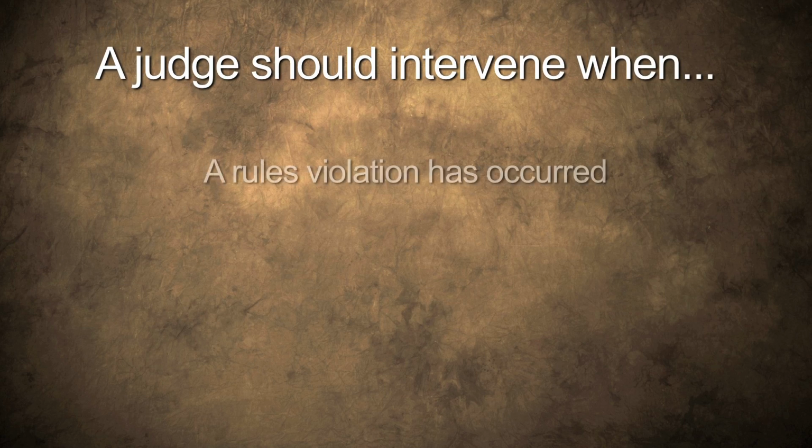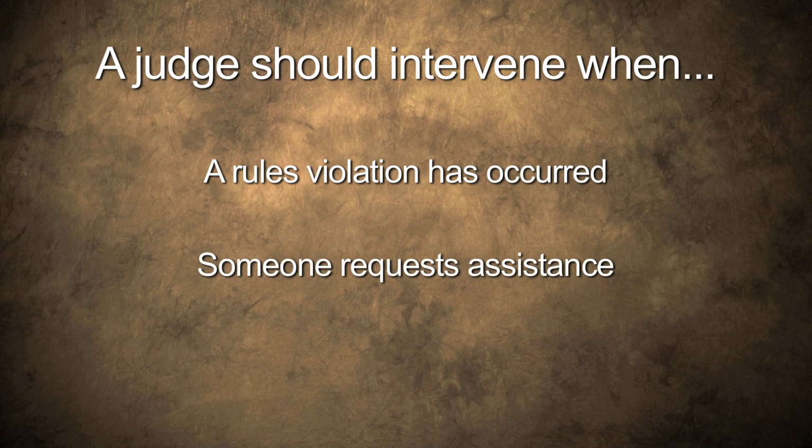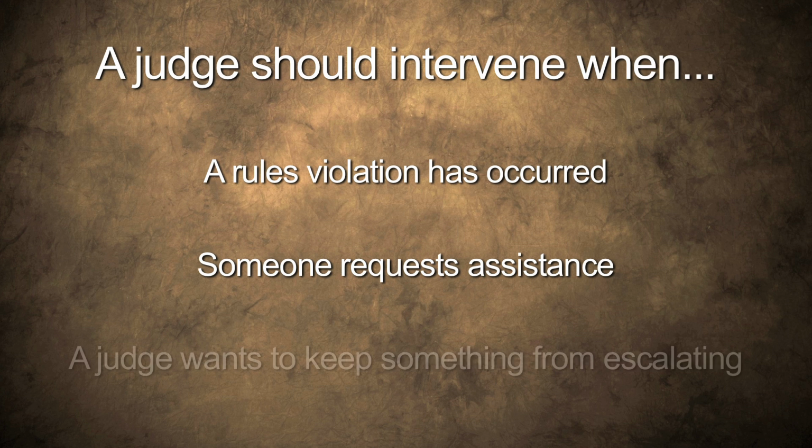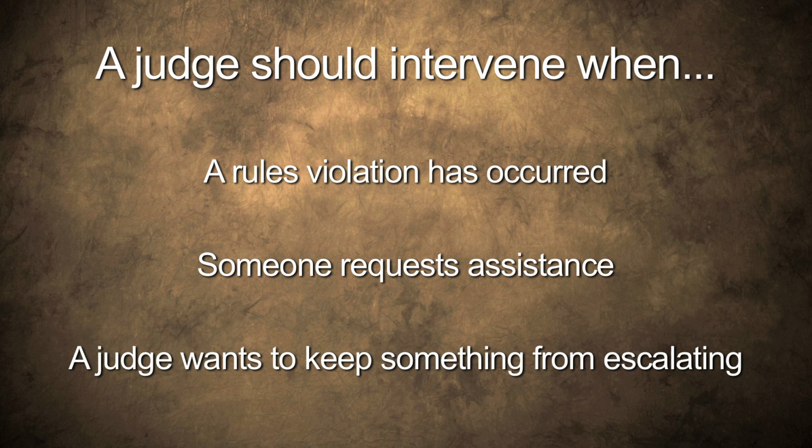The next question you might have is, when should a judge intervene when one of these occur? A judge should intervene when they believe a rules violation has occurred, such as a player not understanding how maybe protection works. A judge should also intervene when someone requests assistance, such as someone raising their hand and yelling, "Judge!" Or a judge should intervene when they want to keep something from escalating, such as they hear an insulting word stated and they want to stop before the players start fighting because of it.